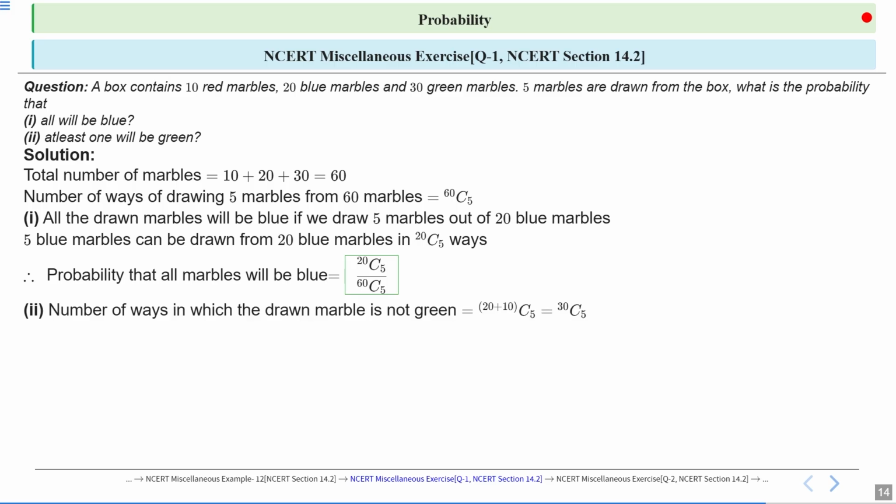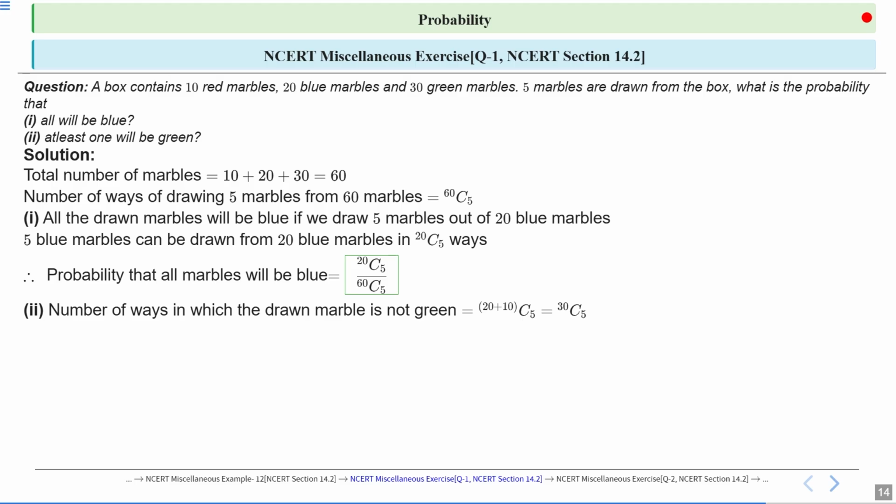And now we will find the probability that at least one will be green. In the box, how many green marbles are there? There are 30 green marbles. So the number of ways in which the drawn marbles are not green: we have 30 marbles that are not green, that is 20 plus 10, so 30C5. In 30C5 ways we can draw marbles which are not green.